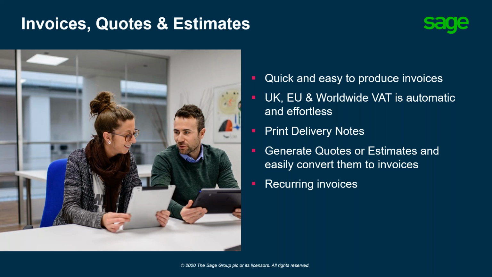Now, when you invoice, VAT is pretty much automatic, so it'll calculate automatically for you, so not complicated at all. You can print delivery notes. Potentially you could use that as a picking list as well. You've got the facility to generate quotes and estimates, which you can then easily convert into an invoice if the customer accepts it. So you can flag it as one to convert it to an invoice, so you're not having to sit there keying that in from scratch again.